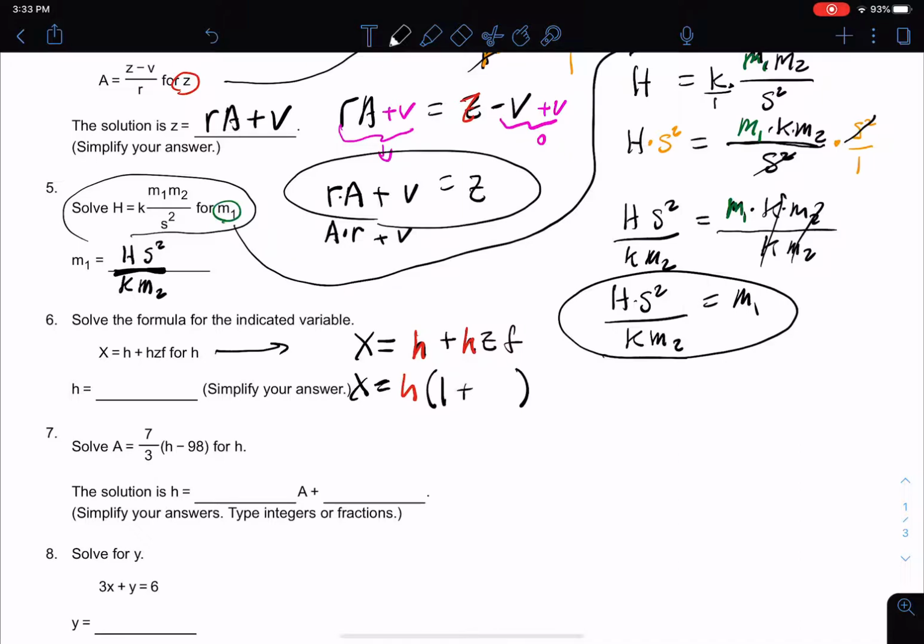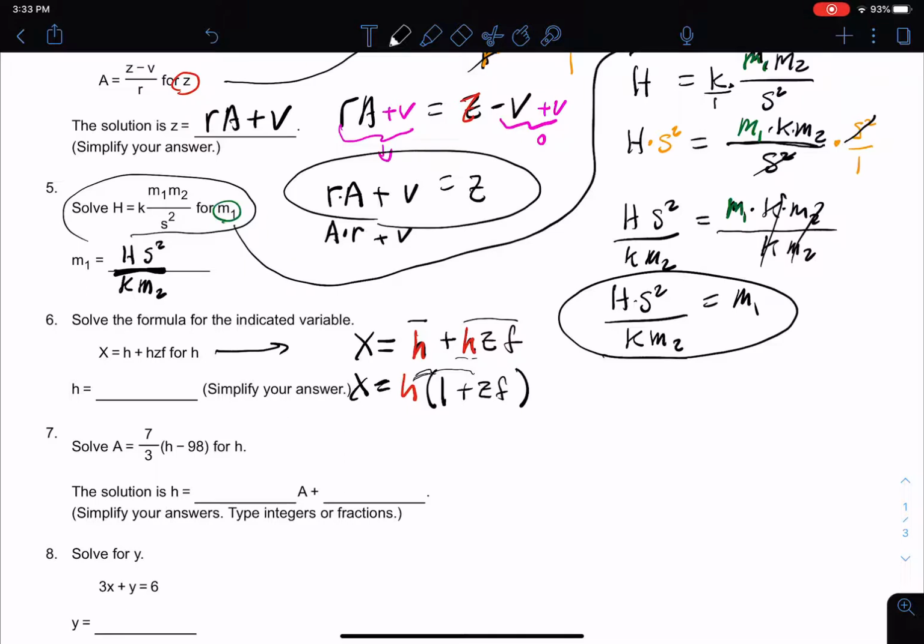What if I divided h out here? Well, then I'm left with zf. How do you know that you factored it correctly? You can use the distributive property to check it. h times 1 is h, and h times zf is hzf. So we factored it correctly.